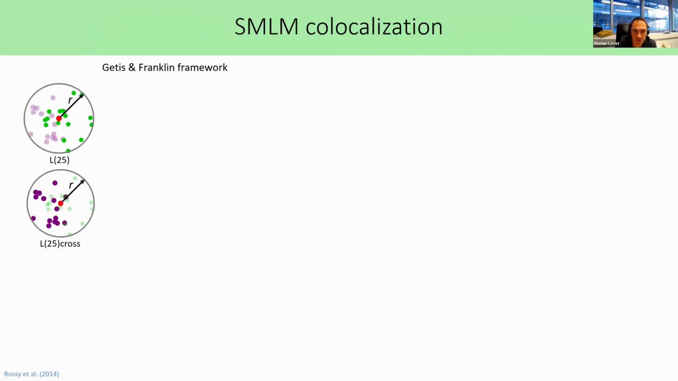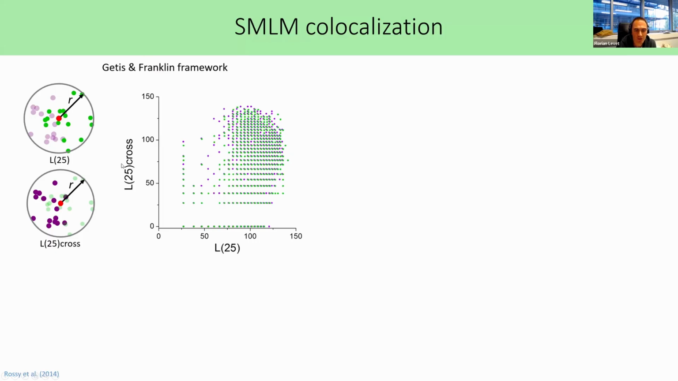So in the case of single molecule localization microscopy, there were already a few methods developed in order to do the colocalization analysis. One of the first was the Getis and Franklin framework, which is very similar in the end to Ripley's K function. Not exactly the same way to compute the thing, but still it's the same idea. And so you will define a radius. You will compute the value of the Getis and Franklin in your color, but also in the other color.